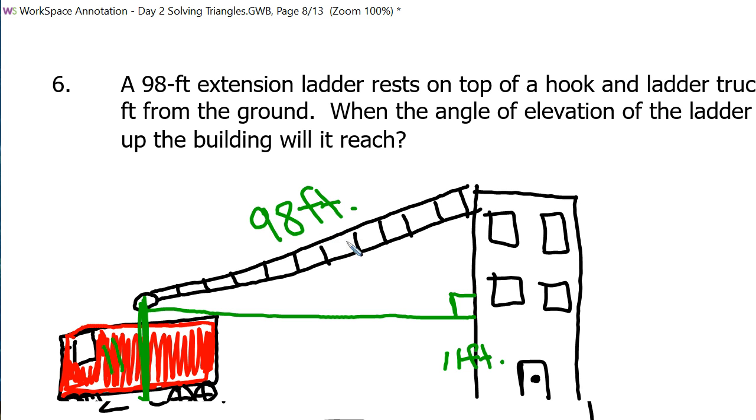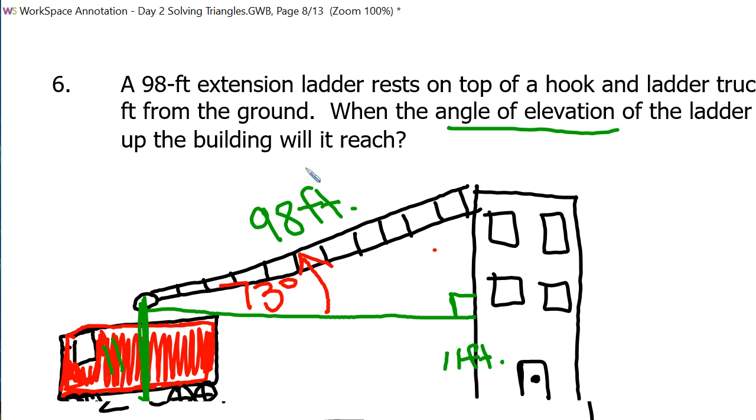Let's see what else I can fill in. It says that the angle of elevation of the ladder is 73 degrees. So there's what we were just talking about, angle of elevation. Is the angle of elevation the angle that comes up from the horizontal line or the angle that comes down from the horizontal line? Up. So here's my horizontal line. So my angle of elevation is the angle that comes up from that horizontal line. And that angle is 73 degrees. And they want to know how high up the building it will reach.